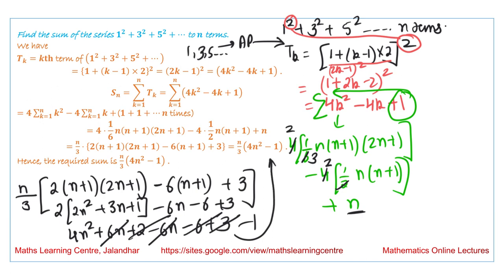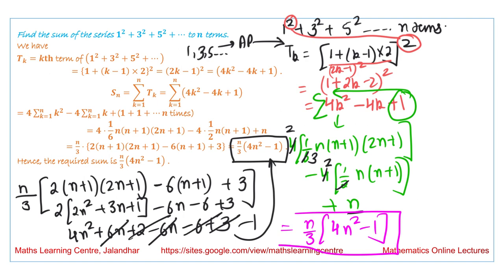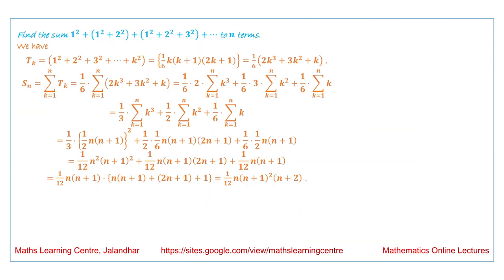So the final answer we obtain is n by 3 into 4n square minus 1. This is the sum of the series 1 square plus 2 square plus 3 square plus so on up to n terms. Next we have this series and we have to find the sum up to n terms.